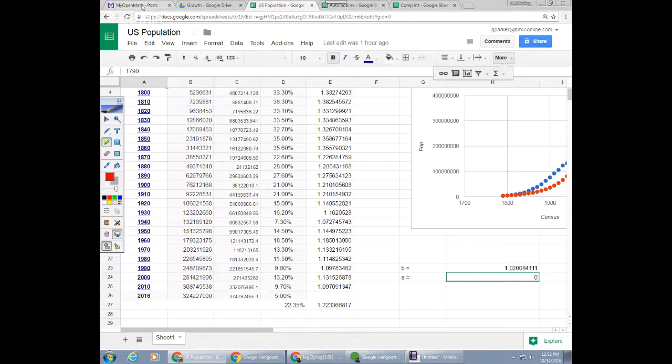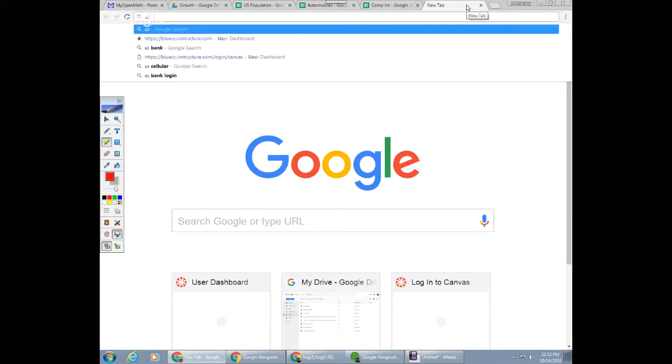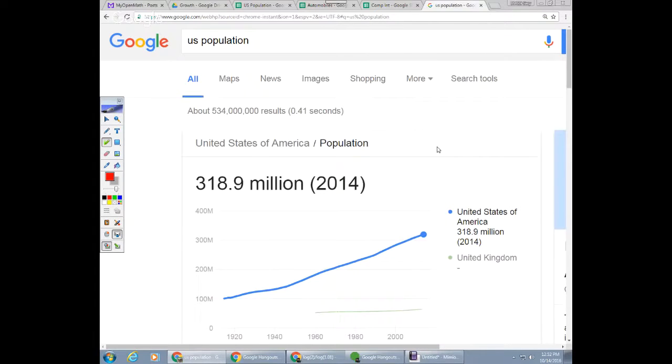And one important thing is you got to cite your source. I forgot to cite my source on this one. I'm bad. But I bet I can find it pretty quick. US population.